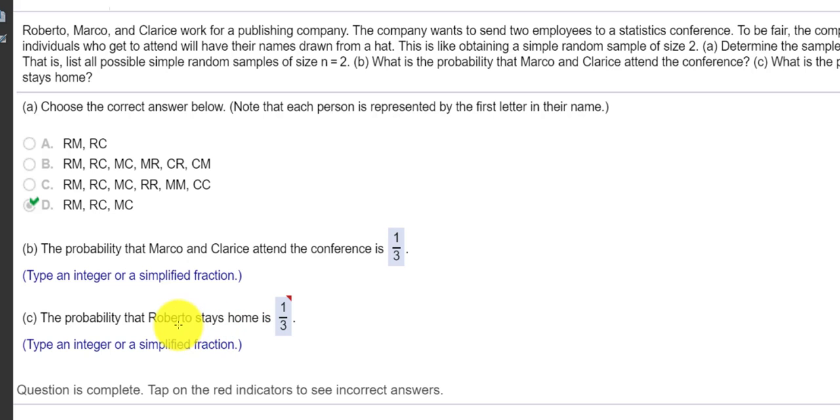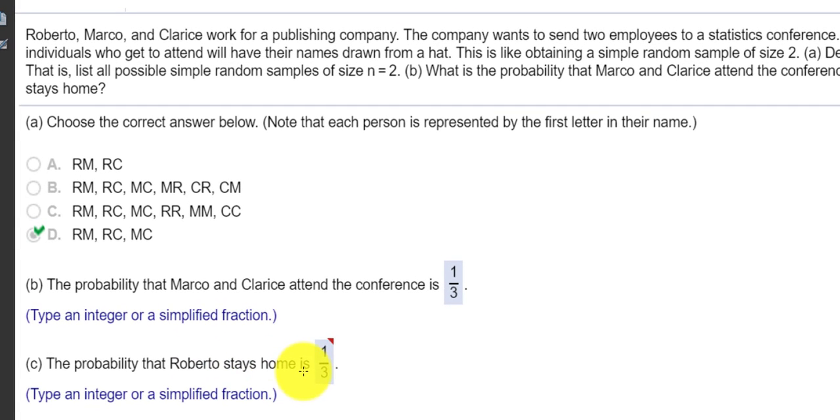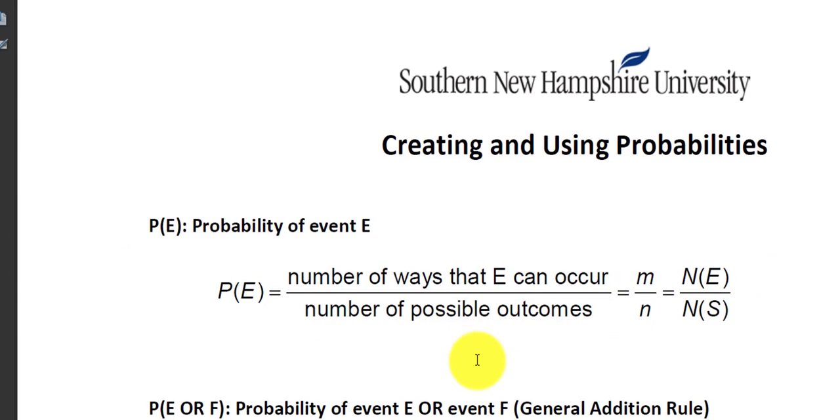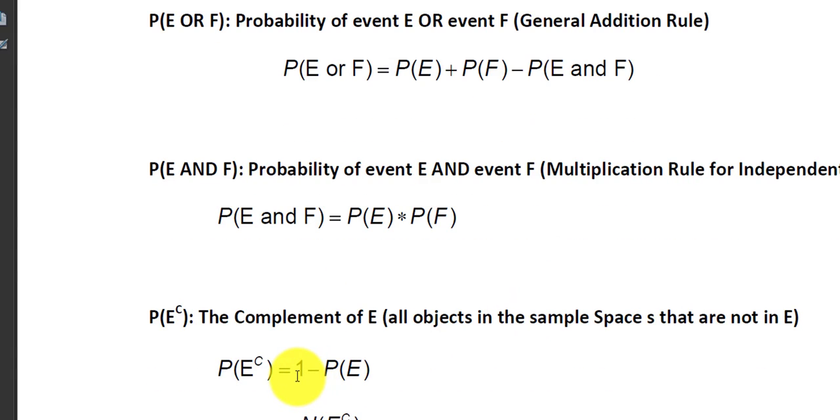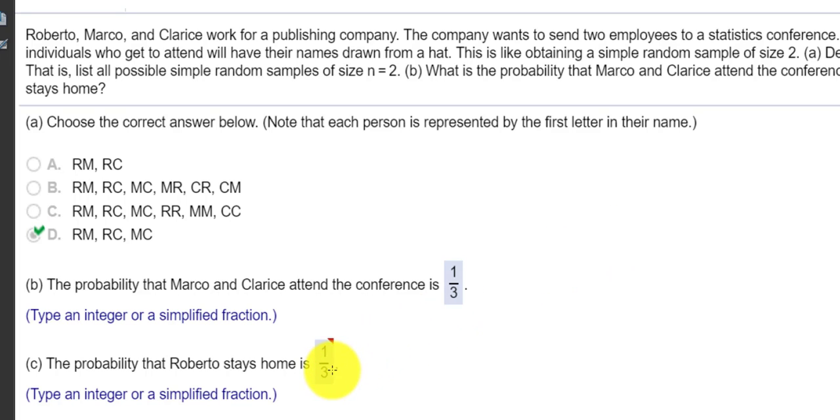But if I want to know the probability that Roberto actually goes to the conference, well, that's 2 choices out of 3. So 2/3 Roberto goes to the conference, right? RM, RC, that's 2 out of 3. The complement would be 1 minus 2/3. So if P of E, he goes to the conference, is 2/3, the complement would be 1 minus 2/3, which would give us 1/3, right? 1 minus 2/3 is 1/3.